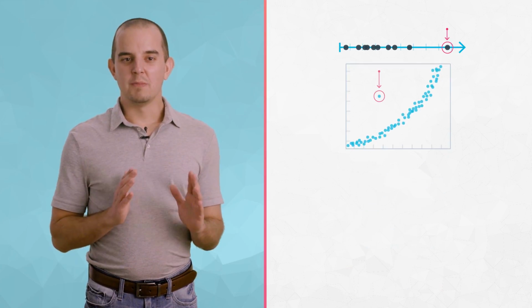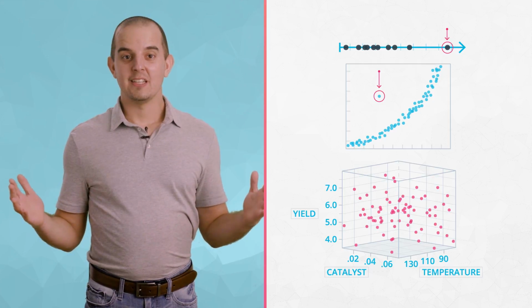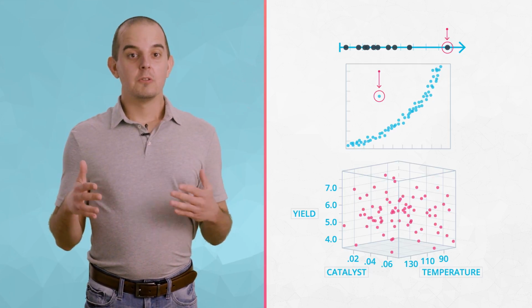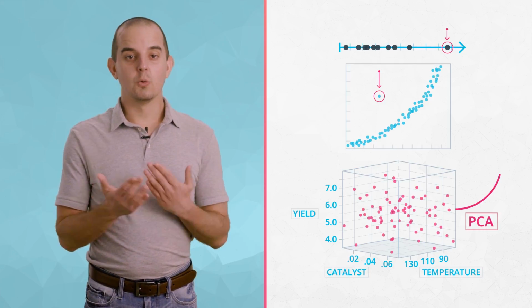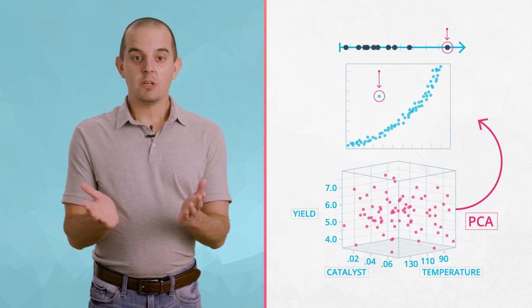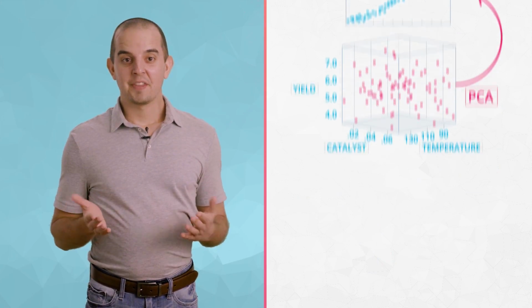So far, we've talked about finding outliers in 1 or 2 dimensions. How do you find outliers in 3 or more dimensions? You could, for example, use machine learning techniques like PCA to reduce the data to 1 or 2 dimensions. Then you could use the graphical or statistical methods already discussed.